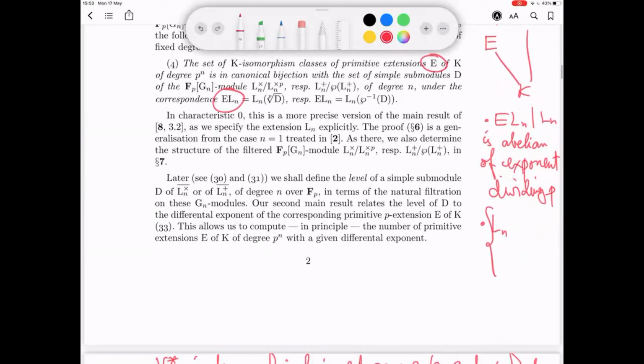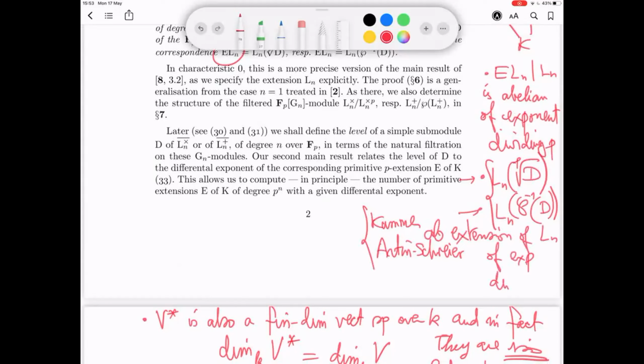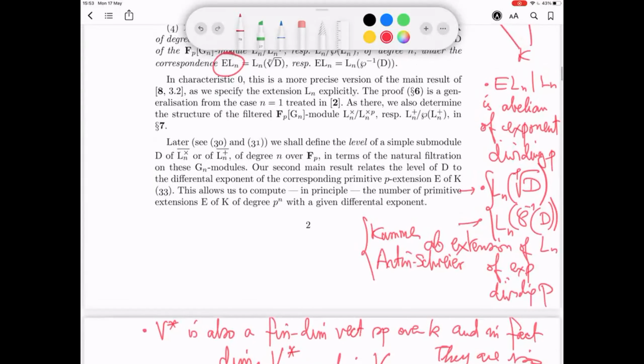Of course, this Ln to which you adjoin the pth roots of everything in this subspace B, or you adjoin the Artin-Schreier roots of everything in this subspace D, depending upon whether the characteristic is 0 or p, then you also get an abelian extension. This is by Kummer theory or Artin-Schreier theory. Kummer or Artin-Schreier will tell you that you get an abelian extension of Ln of exponent p. So here is another one, and every abelian extension of exponent dividing p is of this form for some subspace D, which is uniquely determined.